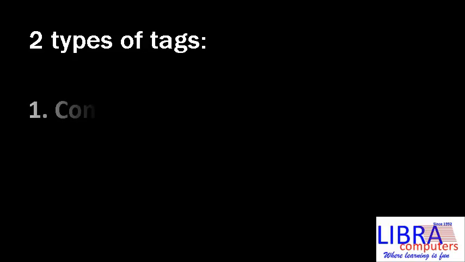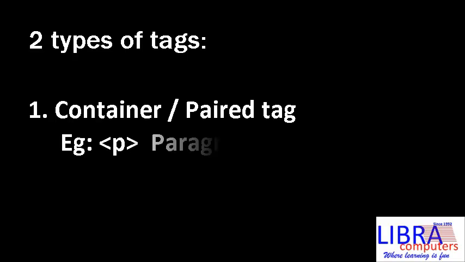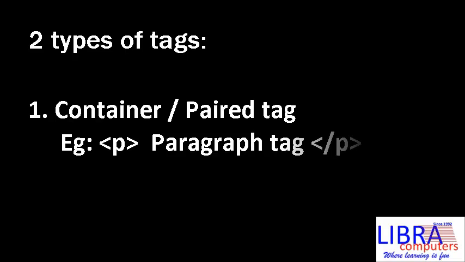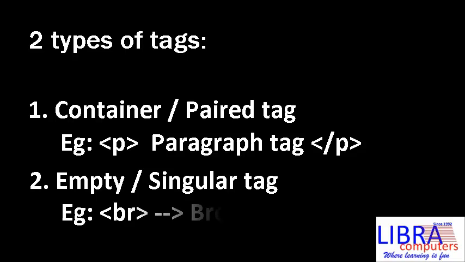1. Container, or pair tags. If the text is placed between a tag and its companion tag, which are referred to as opening and closing tags, it is said to be a container tag. Example, paragraph tag. 2. Empty, or singular tag. This has only an opening tag. It does not have a companion tag. Example, break tag, which is used to break a line and continue on a new line.